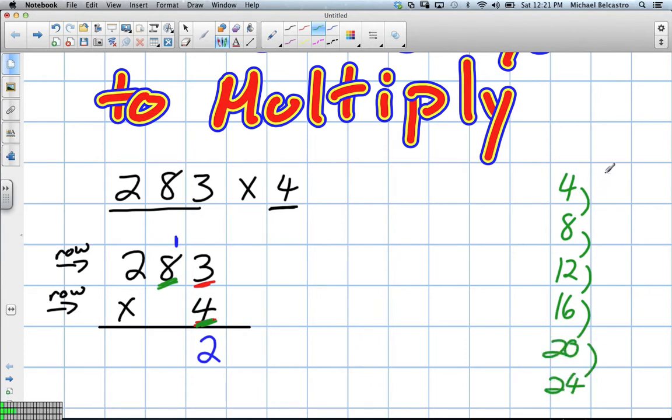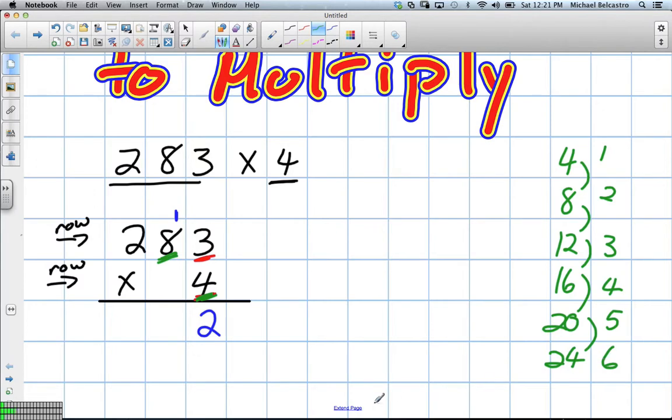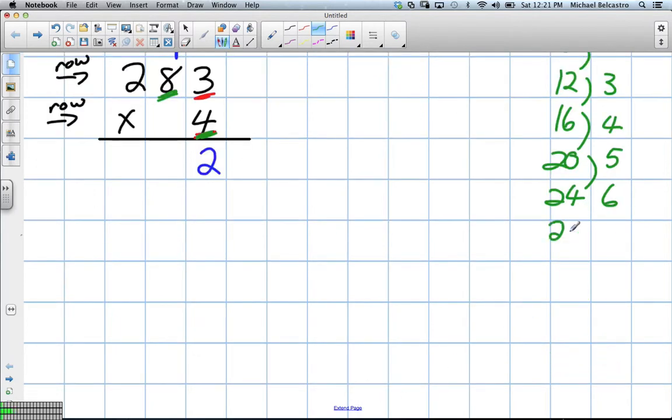So look, this is 1, 2, 3, 4, 5, 6. How high do we have to go? Up to 8. So add 4 more, we get 28. That's 7. And we add 4 more, we get what? 32. That's right. 32 is our number.